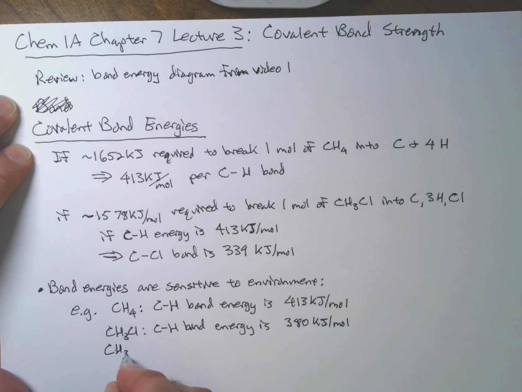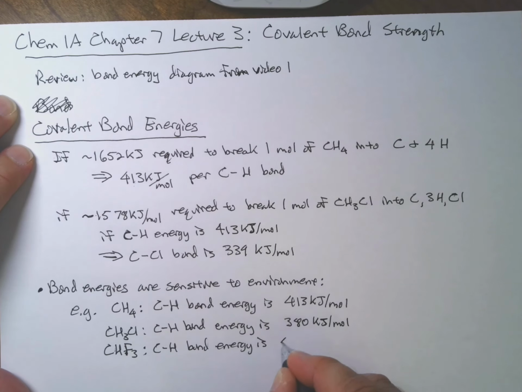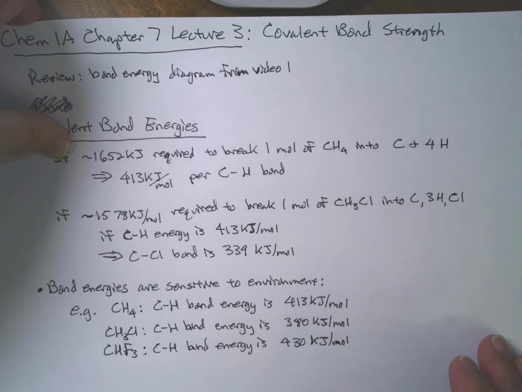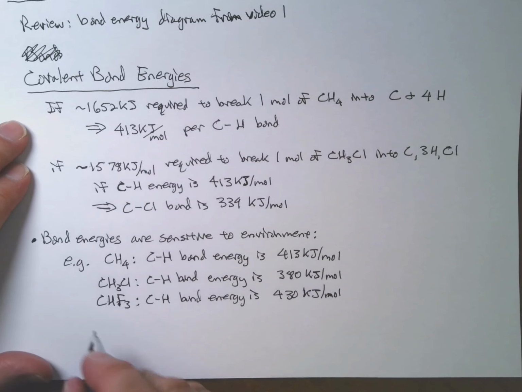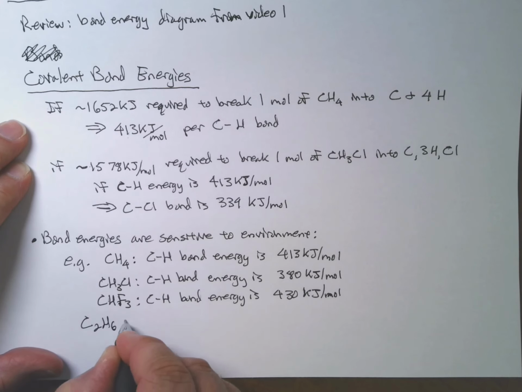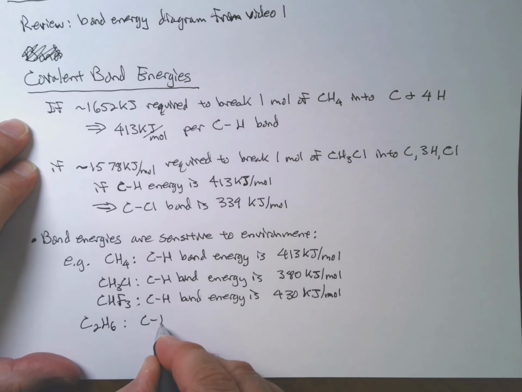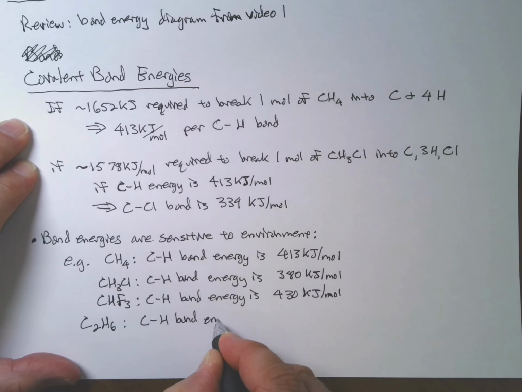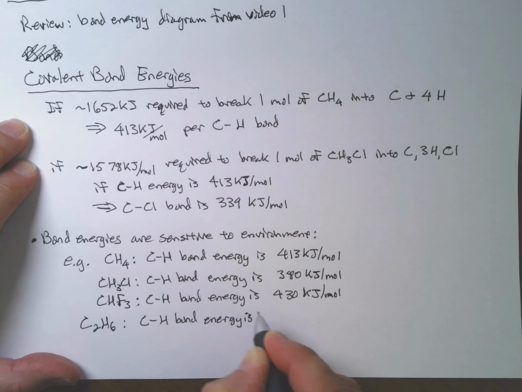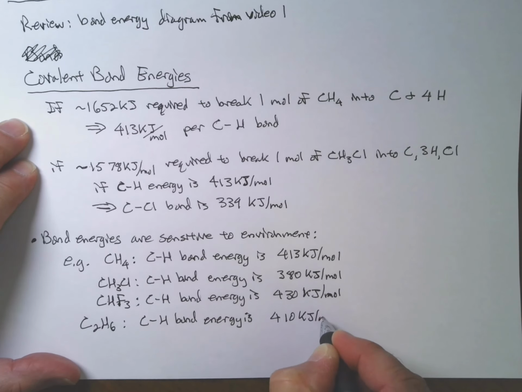In CHF3, our CH bond energy is 430 kilojoules per mole. So the presence of those three fluorines gives us a stronger CH bond. And then if we have C2H6, our CH bond energy is 410 kilojoules per mole. Notice that that's pretty close to the 413 there.